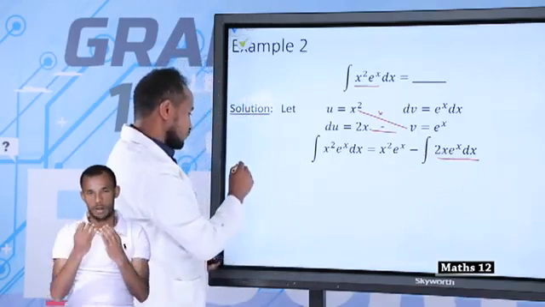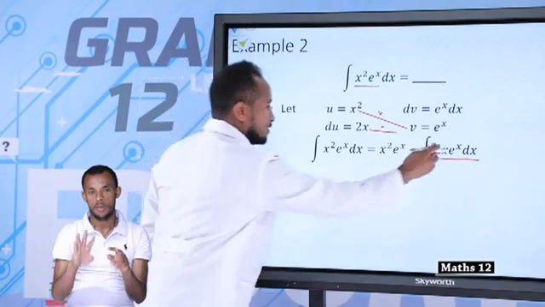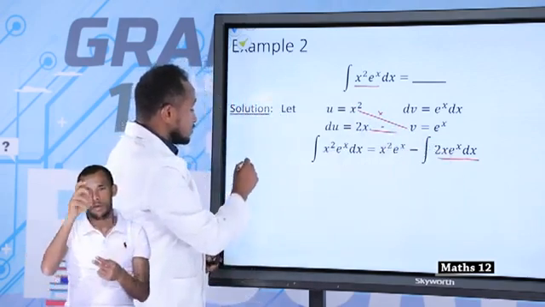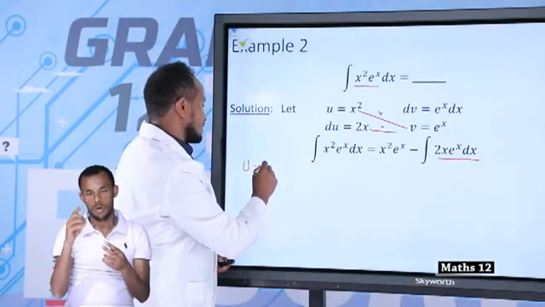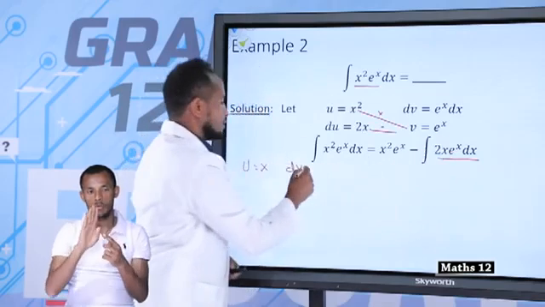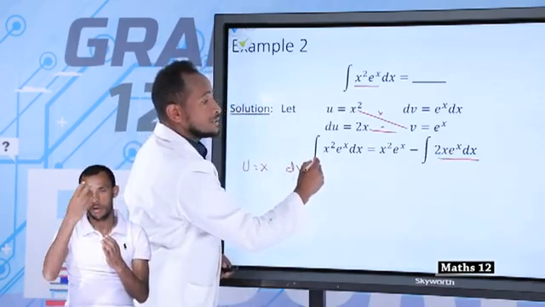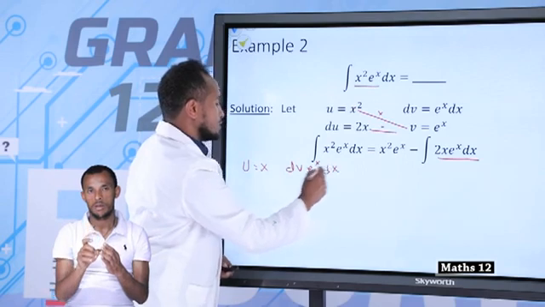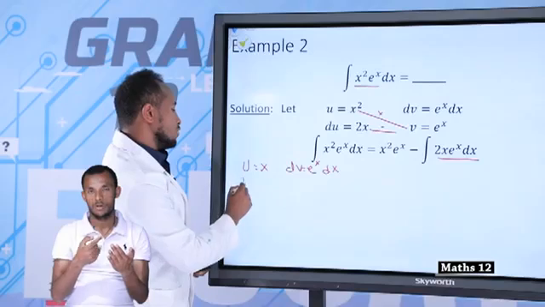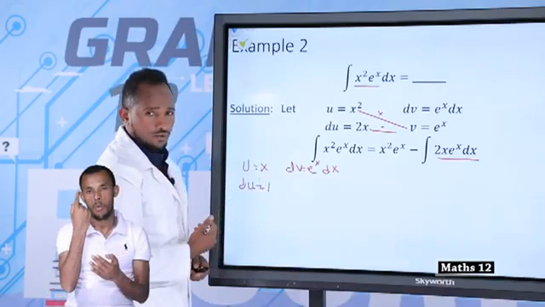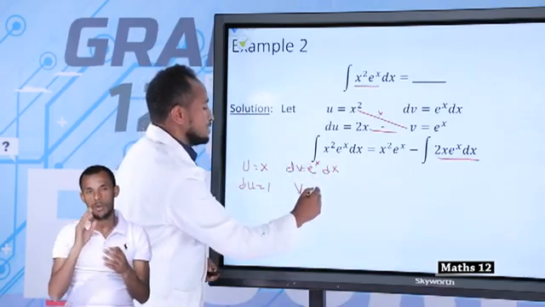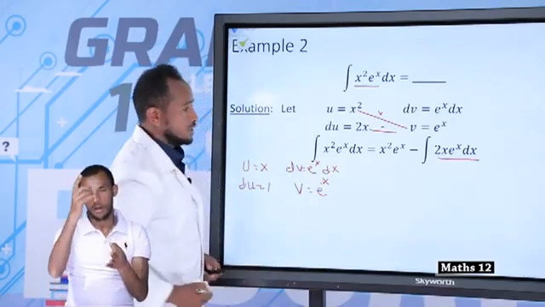So assume, by factoring 2 outside, simply integrate x times e raised to x. So assume u to be x and dv to be the other part, e raised to x dx. So from this, du will be 1, the derivative of x is 1. From this, v will be the antiderivative of the expression, it is e raised to x.